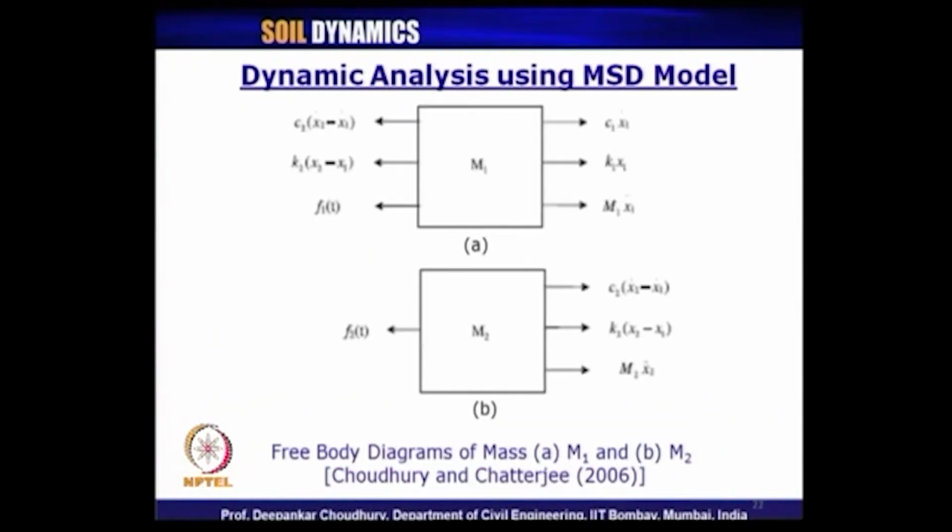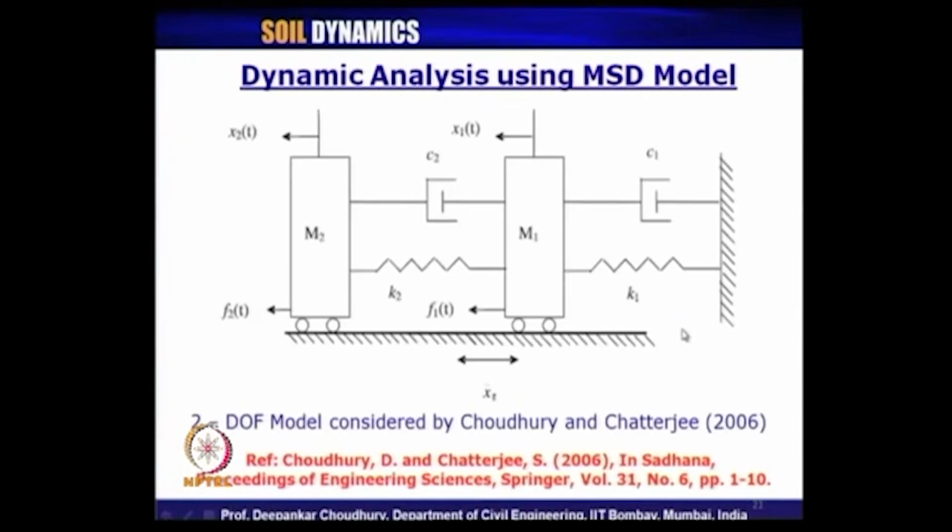So, considering this basic 2 degrees of freedom model, what was done? The free body diagram of mass M1 and the free body diagram of mass M2. M2 is nothing but the wall. So, on the wall we have the externally applied dynamic load F2(t), and the damper force will be C2 times the relative velocity between the two, that is x2 dot minus x1 dot. Why is it 2 degrees of freedom? Once again let me tell you, these are 2 degrees of freedom.